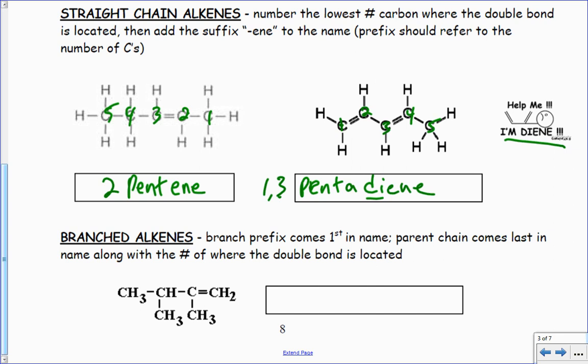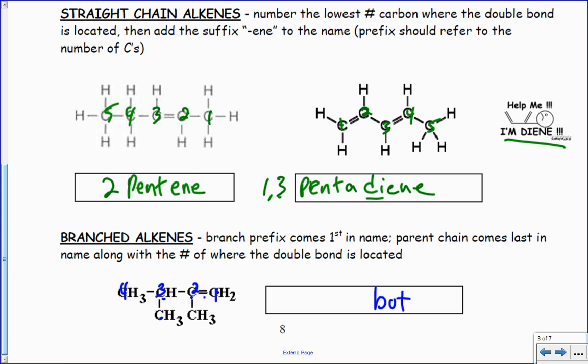Okay, branched alkenes, the branch prefix comes first in the name, and then the parent, and then the parent is going to, of course, end in ene to show me that there's a double bond. Okay, so again, I'm going to go 1, 2, 3, 4, because otherwise I go 1, 2, 3, 4. It's really the same thing. 4 carbons. Looking at my reference table is but.